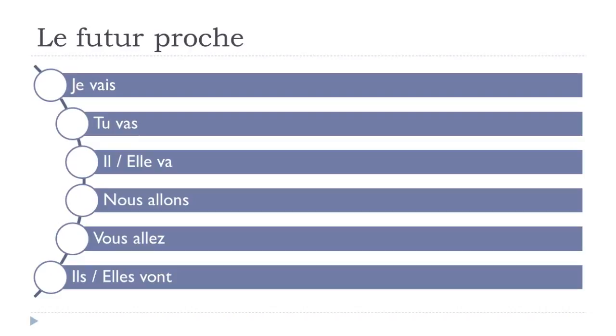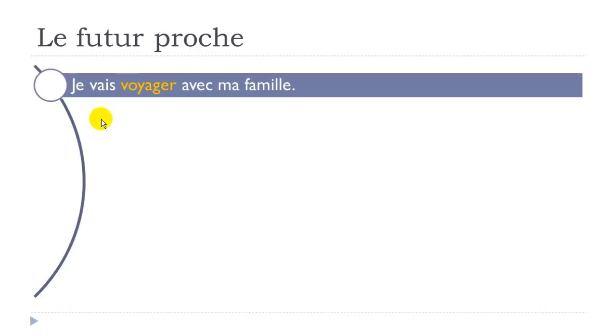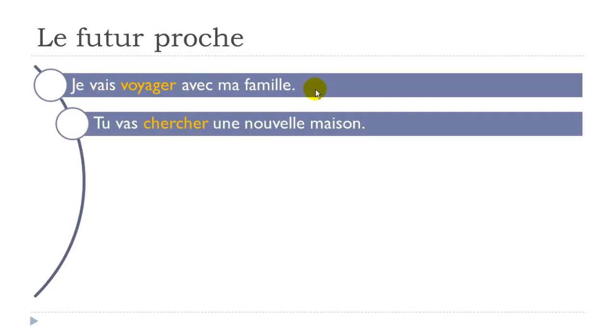And then the second part will be, well, the verb that you want to express, but at the infinitive form. So I've been writing a few examples here. So the first sentence, je vais voyager. Voyager means to travel. Avec, with, ma famille, my family. Je vais voyager avec ma famille. Okay? So, quite simple way to construct a future form. Tu vas chercher, chercher means to search, une nouvelle maison.